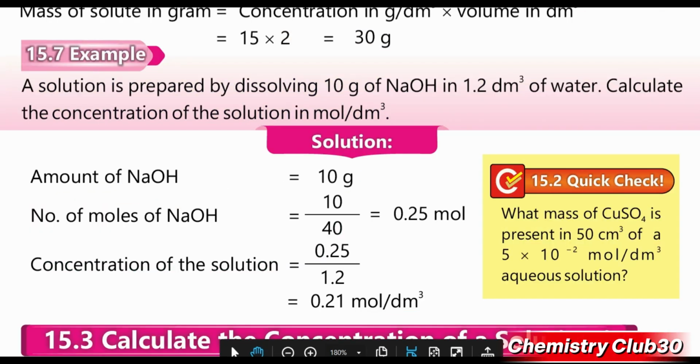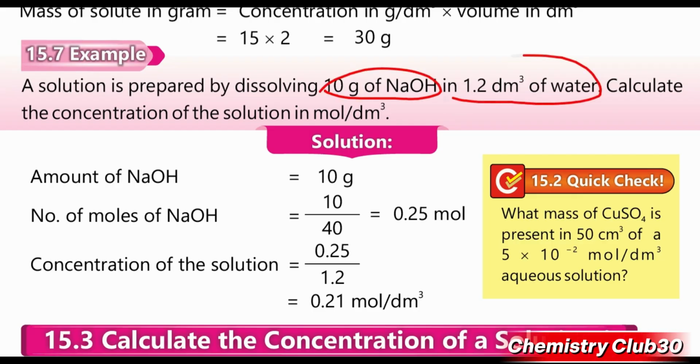Example 15.7. A solution is prepared by dissolving 10 gram of sodium hydroxide in 1.2 dm cube of water. Calculate the concentration of the solution in mole per dm cube. So in this example, the mass of the solute is given, which is 10 gram. The volume of solution is given, which is 1.2 dm cube, and we have to calculate concentration in mole per dm cube. So in this case, you must consider the unit. Mass is given, but the answer is required in mole per dm cube. So we will have to convert this mass to number of moles, and after that we will apply the formula so that we can get the answer in the required unit.